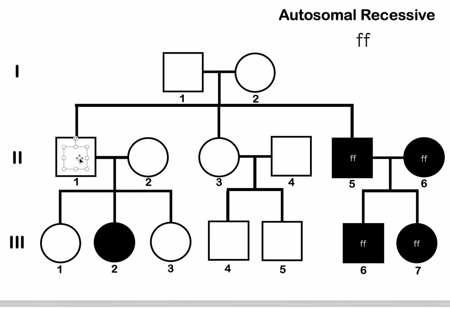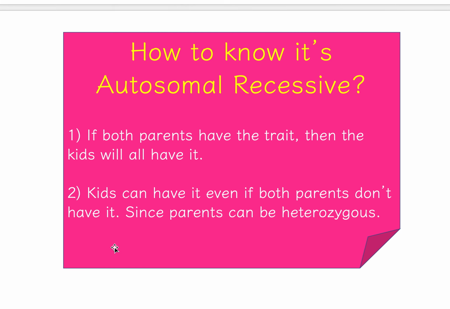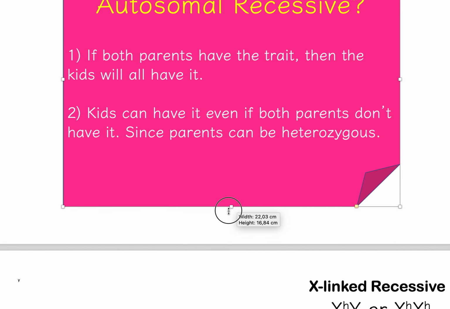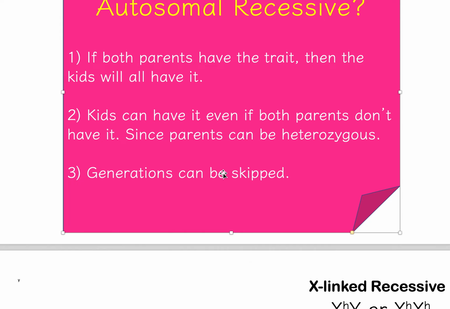But on this one, it's possible. Why? Because the parents could be heterozygous. This means they have one dominant, one recessive, one dominant, one recessive. Since this is autosomal recessive, the only way they can have the disease is if they have both recessives. So this means it's possible that the parents can be heterozygous. And this means they could each pass on the small f, and this can make their kid have the disease. So that's another important one, okay? I think there may be one more, maybe not. Yes, there's one more. Generations can be skipped.